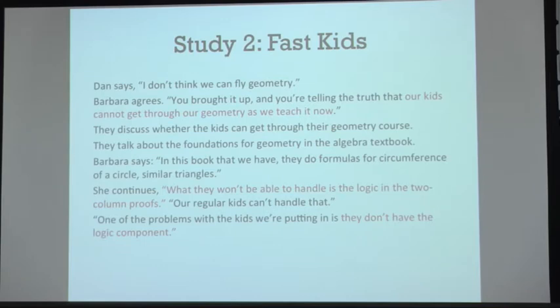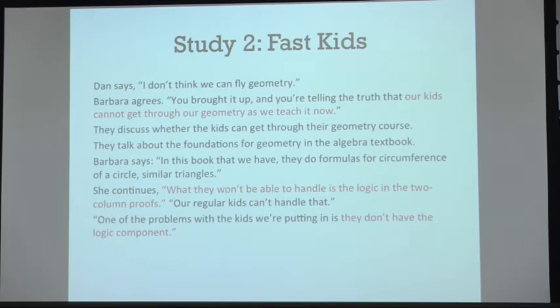They talk about the foundations for geometry in the algebra textbook. And Barbara says, in this book that we have, they do formulas for circumference of a circle, similar triangles. What they won't be able to handle is the logic and the two-column proofs. Our regular kids can't handle it. One of the problems with these kids that we're taking out of the remedial courses is that they don't have the logic component. So the frame that she has around this problem of eliminating the remedial classes is that the kids aren't capable of engaging in these higher levels of thinking, which then makes this problem that the district has imposed on them not really solvable.